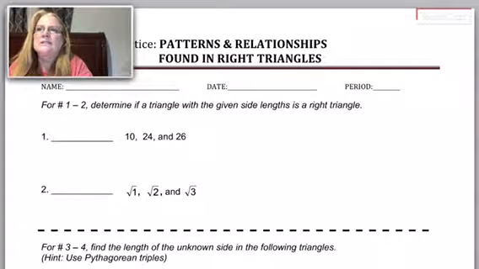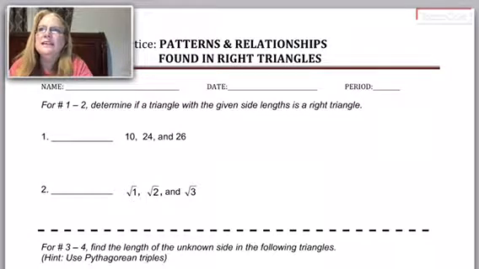This is the practice for patterns and relationships found in right triangles, and I'm going to work through some of the problems for you. Please, I hope that you try them yourself first and then look through this. The first two problems just say determine if a triangle with the given side lengths is a right triangle.